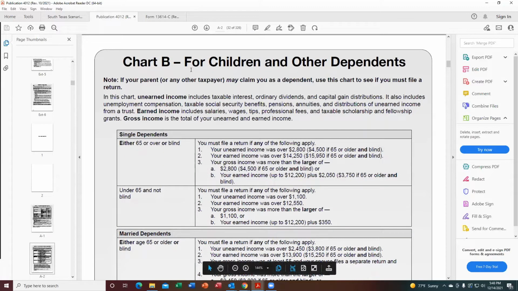The next one is for children and other dependents. So we're talking about someone who's 19 years old and a dependent of their parents, in college. This would be the chart to look at, because we're talking about someone who's a dependent of their parents. They had a part-time job, so we would be looking at this area right here, single dependent. Again, I told you they're 19 years old, so we're looking at under 65 and not blind. We would be looking at this area to figure out whether the dependent is required to do a tax return.